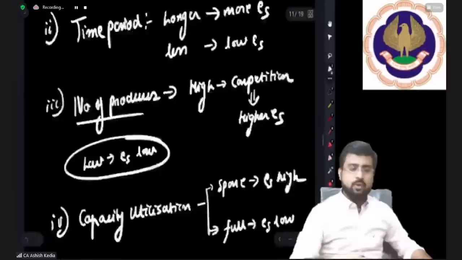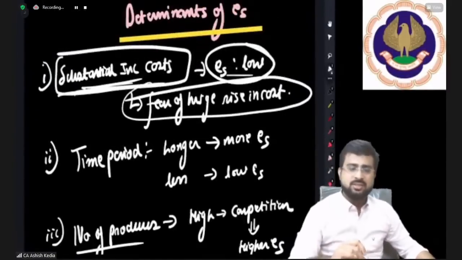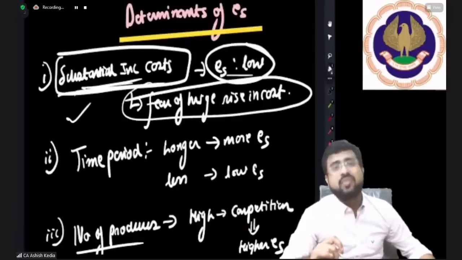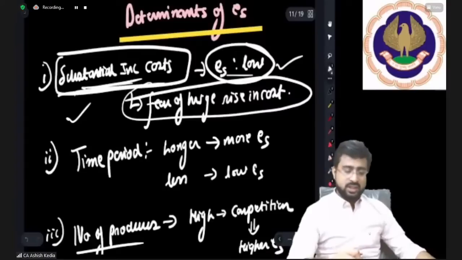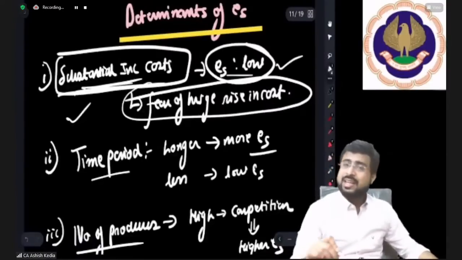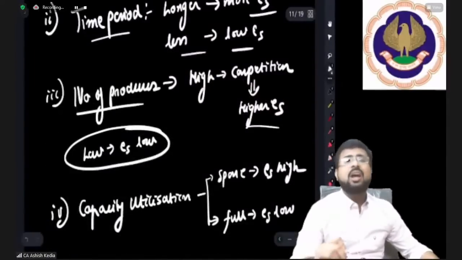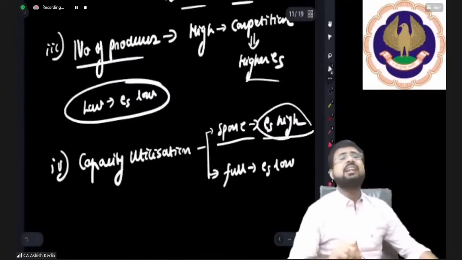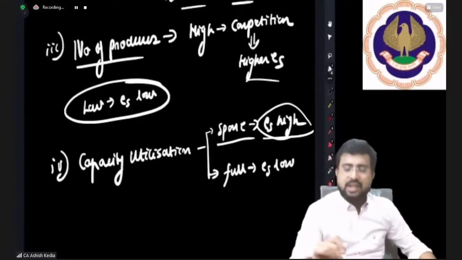Okay, so now I'll explain the 4 points. I'll summarize it in English as well as Hindi. First point: if the producer fears that due to a rise in supply the cost may rise significantly, they will not want to supply more, and therefore elasticity will be low. Second point: if the time period is long, they can adjust their supply, so more elasticity; with a lesser time period they cannot adjust, so low elasticity. Number of producers high, more competition, higher elasticity. Capacity utilization: if spare capacity exists, they can increase their supply, so high elasticity. If full capacity, no capacity exists, then low elasticity.